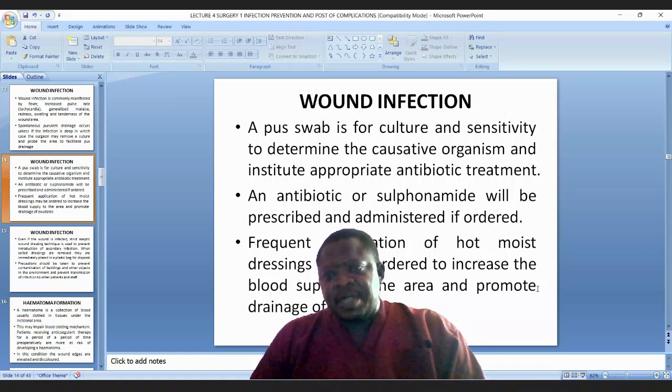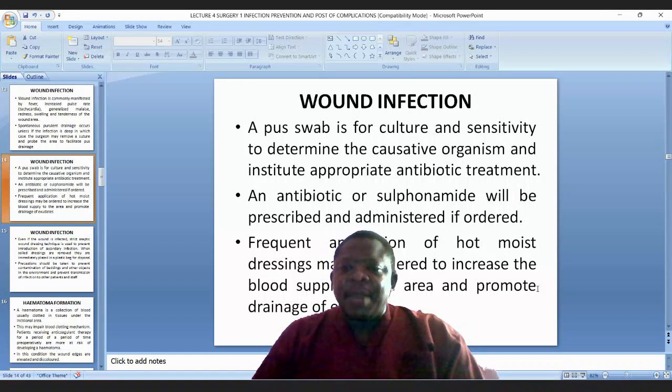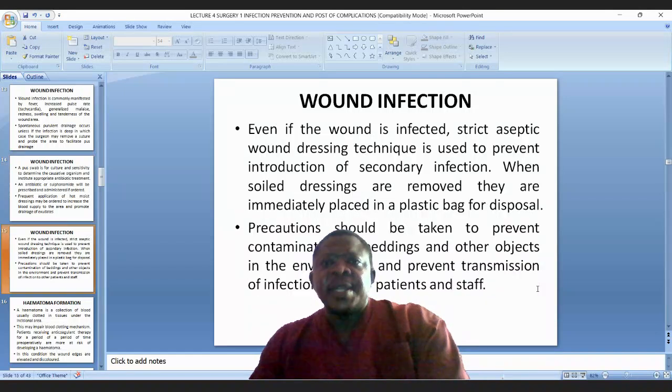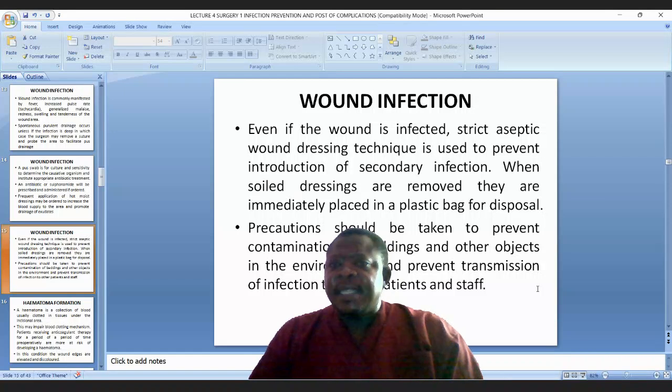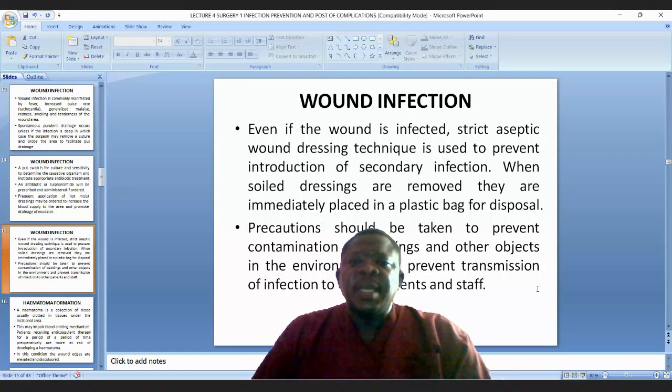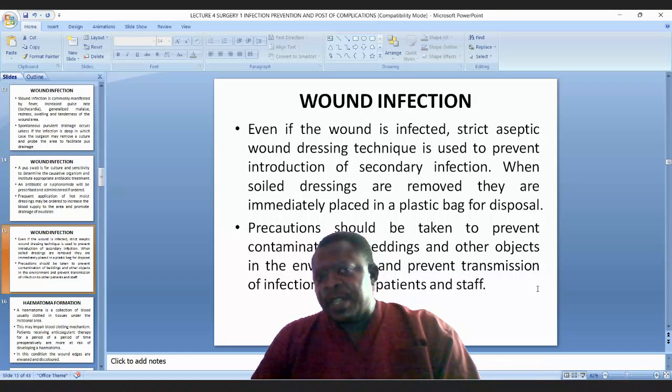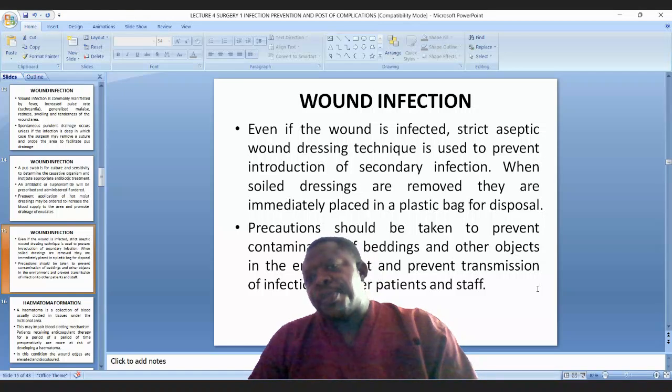Frequent application of hot moist dressing may be ordered to increase blood supply to the wound area and also promote drainage of exudates. Even if the wound is infected, a strict aseptic wound dressing technique will be used to prevent introduction of secondary infection. Soiled dressings are removed and immediately placed in a plastic bag for disposal.